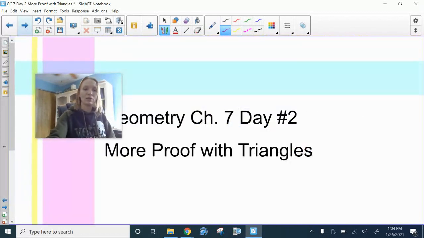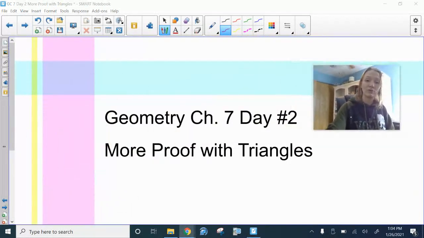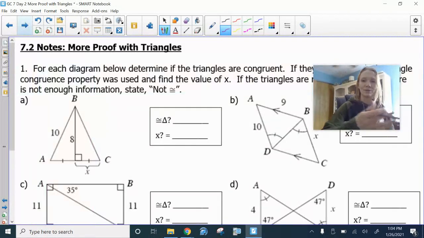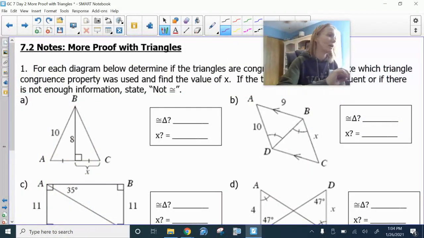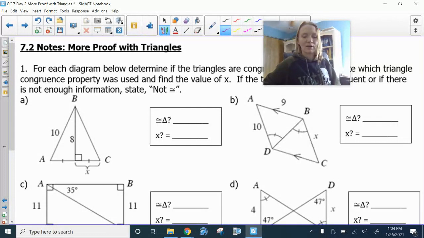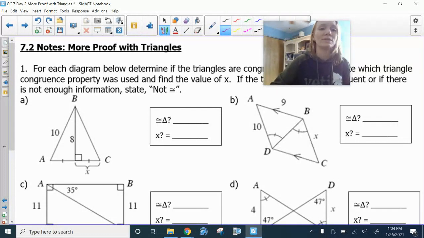So to start with, we're going to talk about more proof with triangles today. Chapter 7, day 2. I know it's day 2. Some of you haven't done day 1 yet, and that's because of our snow day. Because day 1 is fun and we want you to be able to do it, and it's got a lot of activity and we want you to be able to enjoy that. So we skipped to day 2. If you haven't already done day 1, you will.